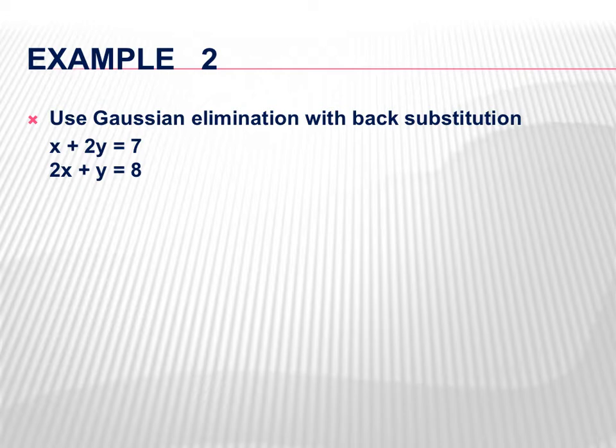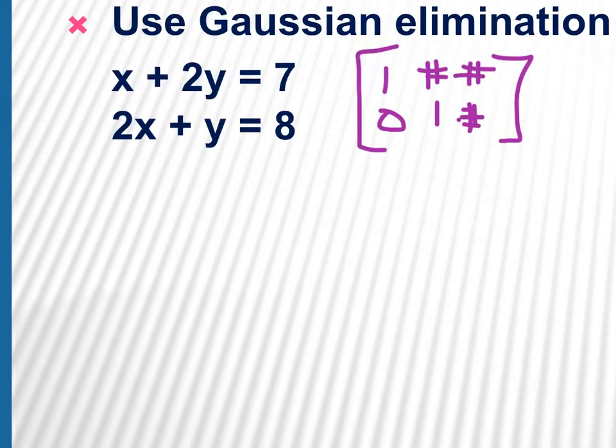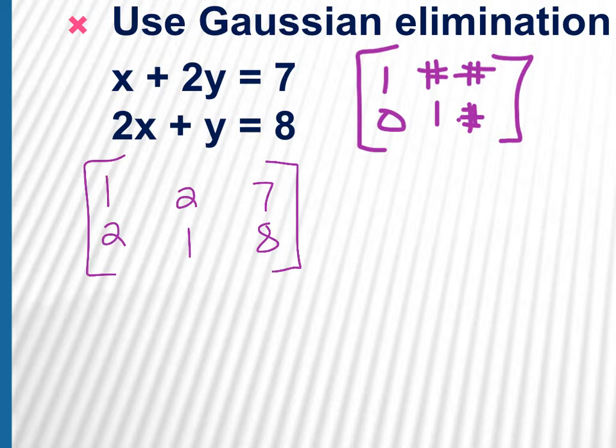So we're going to start with just 2 variables and 2 equations. It says use Gaussian elimination with back substitution. So my goal is to get it as 1, 1, 0, and then there will be a number, and a number. So the very first thing you're going to do is rewrite it in matrix form. 1, 2, 7, 2, 1, 8. It's not always this way, but more often than not, the easiest thing to do would be to get a 1 in this top corner, if it wasn't there already, and then work your way down with the zeros. I'd want a 0 here, and then I'd want a 1 here.